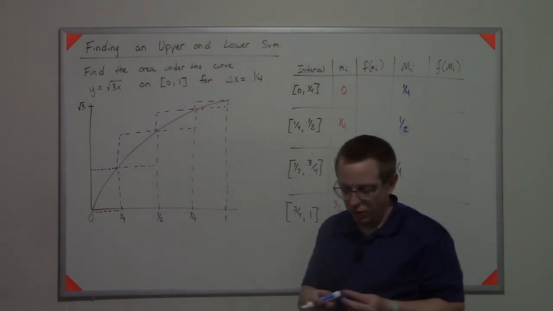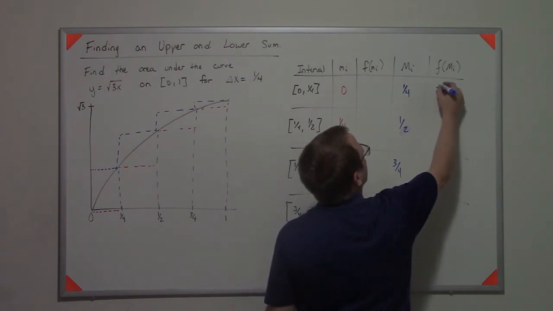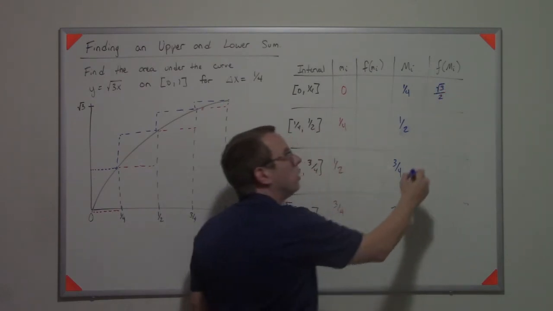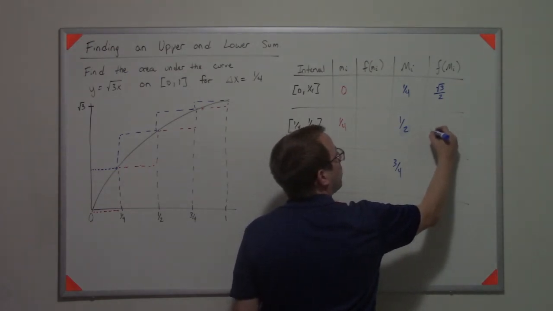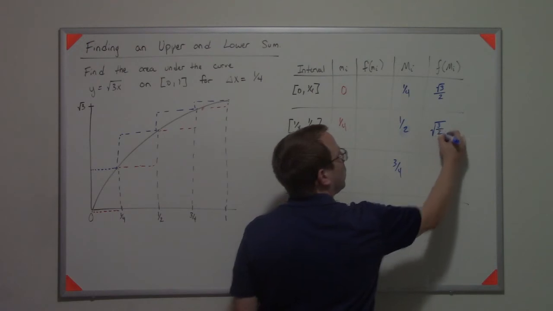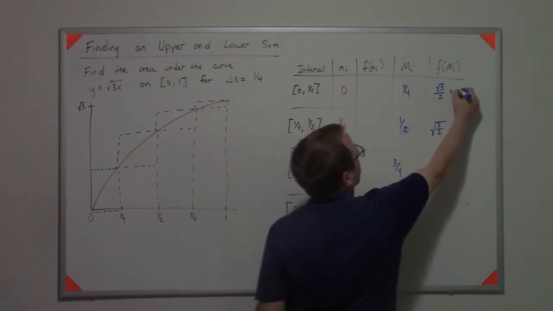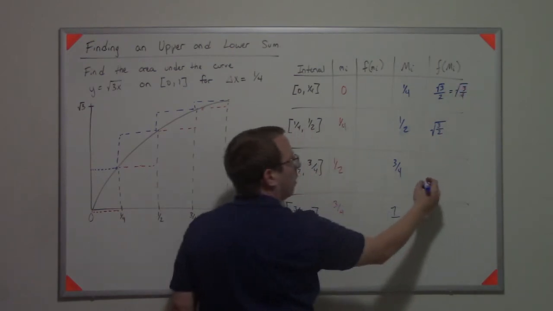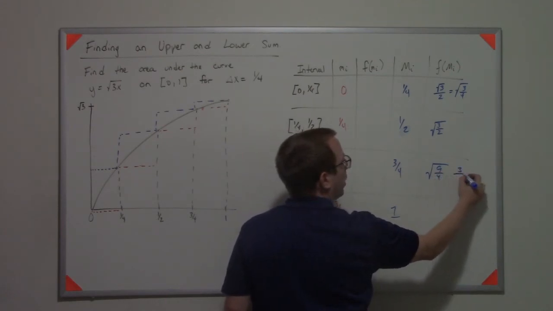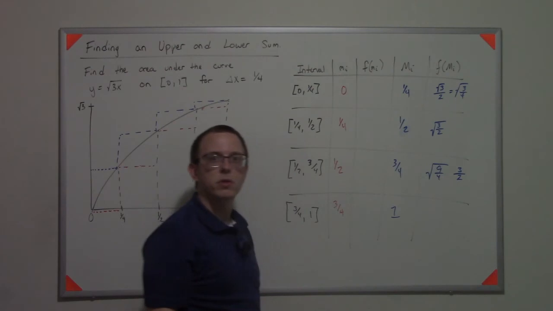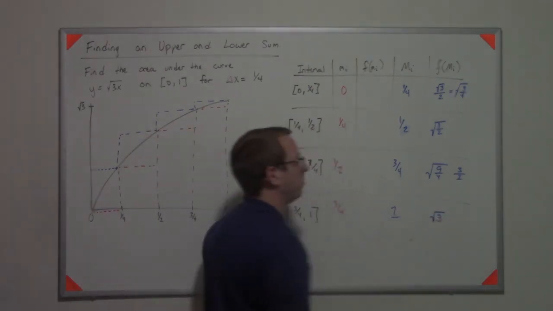So if we take the function value at the maximum, that's going to be square root of 3 over 4, which is different from the square root of 3 over 2. This is the square root of 9 over 4, which we could write as 3/2. And then this is the square root of 3.